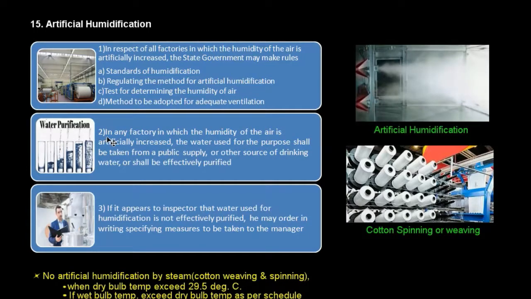Subsection 2 says that in any factory in which the humidity of air is artificially increased, the water used for the purpose shall be taken from public supply or source of drinking water or shall be effectively purified. That means the water that you are taking for the artificial humidification is to be either taken from the public water supply, or second option is that it has to be a source of drinking water, and the third option is that it has to be effectively purified.